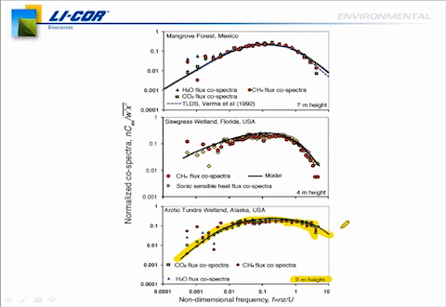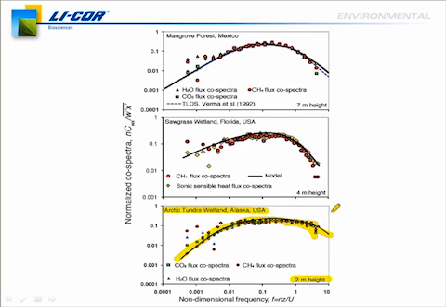And you'll see here that in the Arctic tundra, in a wetland in Alaska, at 2 meters above the canopy, we get very good correlation in the co-spectra response from the methane analyzer and the CO2 analyzer. And the CO2 analyzer in this case was the LI-7500.